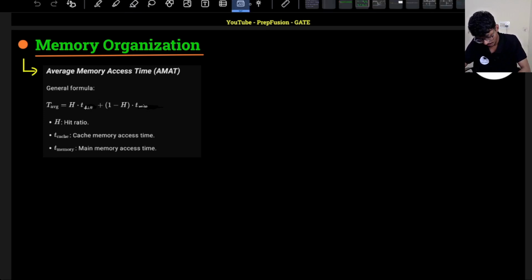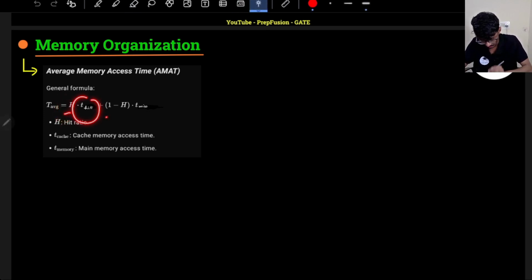Average memory access time is equal to h into t hit plus 1 minus h into t miss. And I know you don't understand anything here. I do understand you don't understand anything here. So I will explain one thing at a time. So average, right? I have to find out the average. So how do I find out the average?